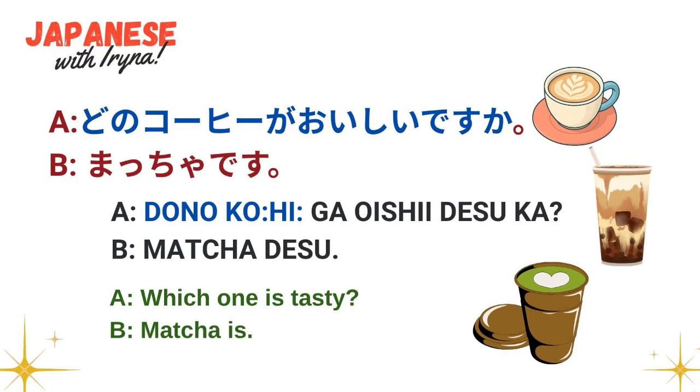Okay, in such questions, it's also a good question word. And for example, you can ask, どのコーヒーが美味しいですか? Or you can omit the usage of この and そのどのコーヒーが美味しいですか? 抹茶です. Which one is tasty? Matcha is. So it's not always necessary to use the full statement like この抹茶は美味しいです.